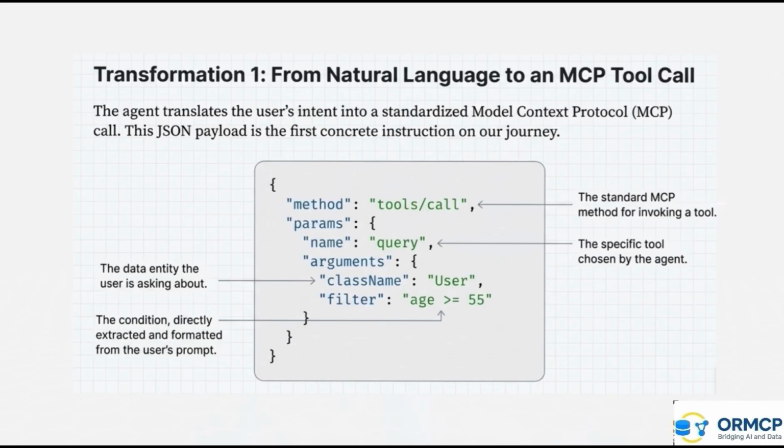Notice how it's talking in terms of a class and a filter. This is so important because it's completely database agnostic. The AI has no idea and doesn't need to know if the backend is Postgres, MySQL, or anything else.